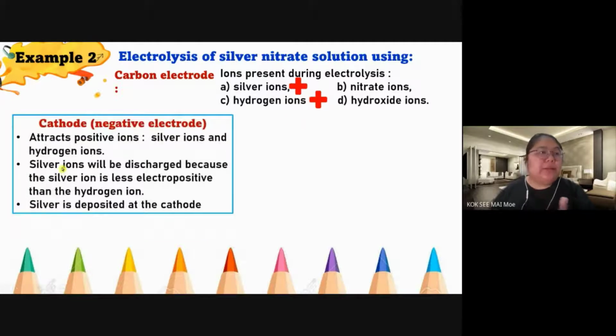Okay, now we go to explain the cathode first. The cathode actually doesn't have any changes. The cathode attracts the positive ions. The positive ions are silver and also hydrogen. They will attract. So finally, the silver will be chosen to discharge, because it is lower, less electropositive than the hydrogen. So finally, the silver will be deposited at the cathode. Still the same.